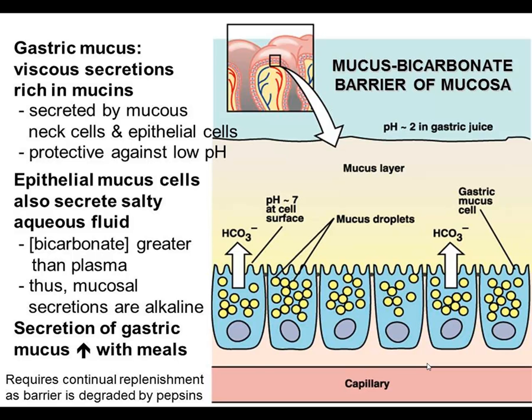We have two different kinds of mucus. One of them is from the surface epithelium, and the other one is secreted from the neck epithelial cells. The neck epithelial cells' mucus is more acidic in nature, whereas the surface epithelial cells give you a salty kind of aqueous fluid. Both of them are very important in protecting the wall of the stomach against the acid nature and the other secretions. Okay?